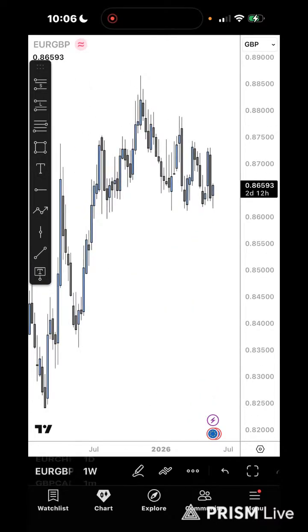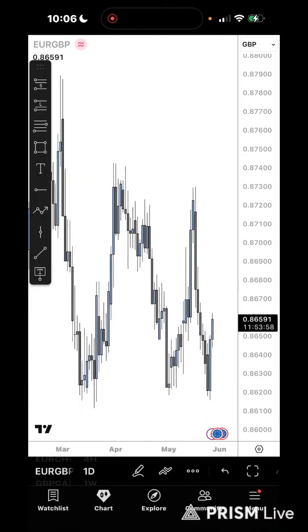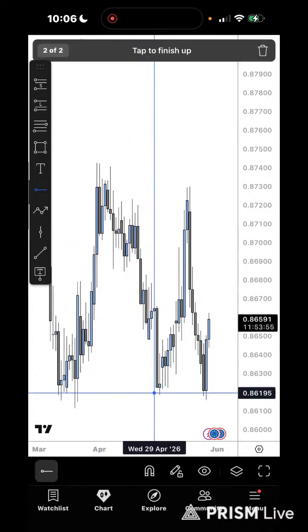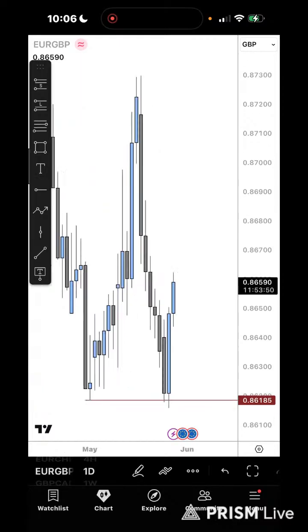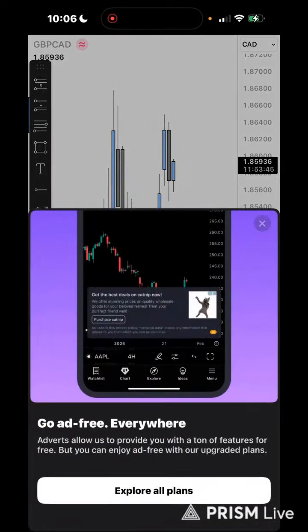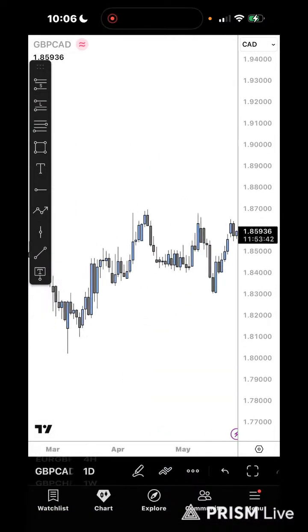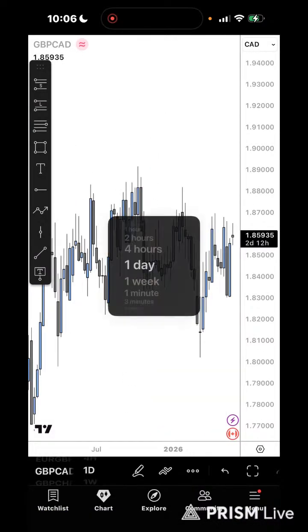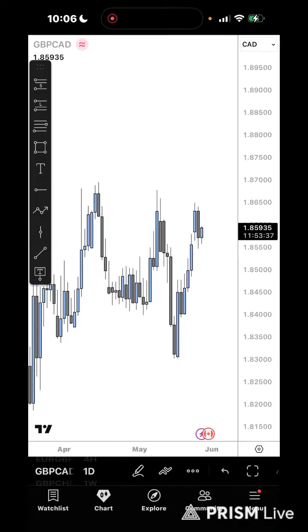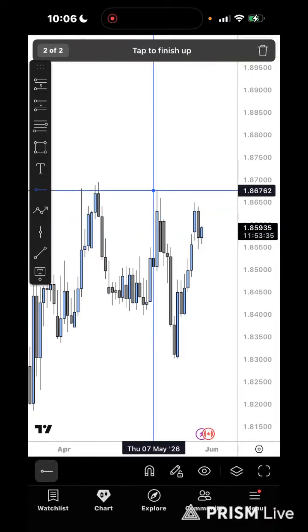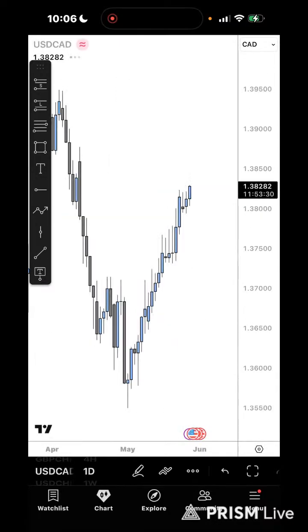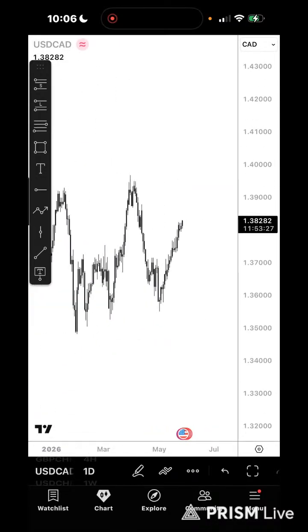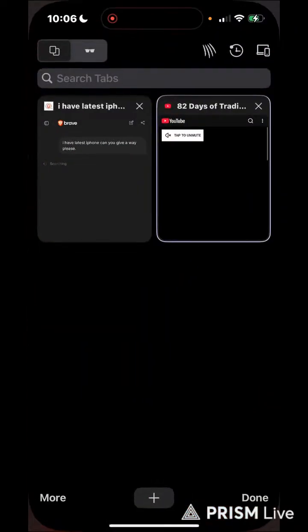Don't like that. So that's the weekly. Let me have a look at the daily. I think that might be enough to classify as a sweep. Price is already moving upwards. Okay. This looks clean. We have news today, don't we?